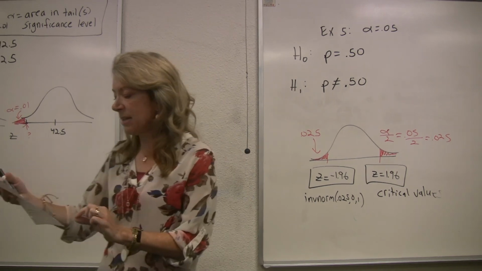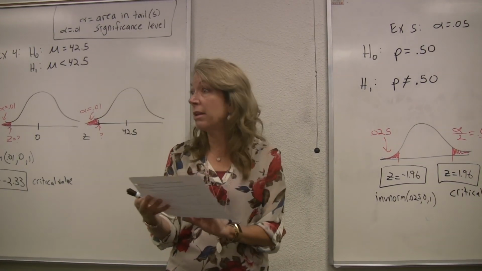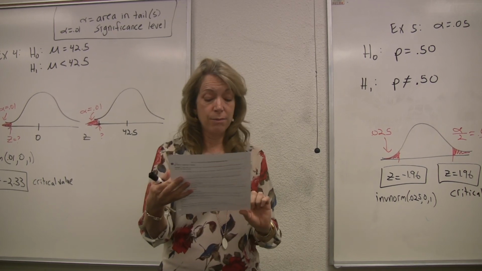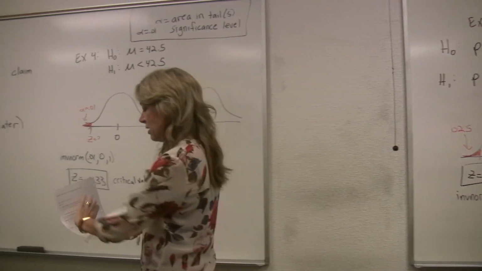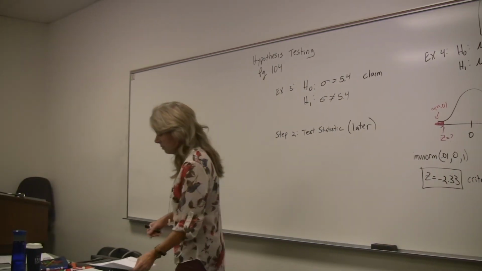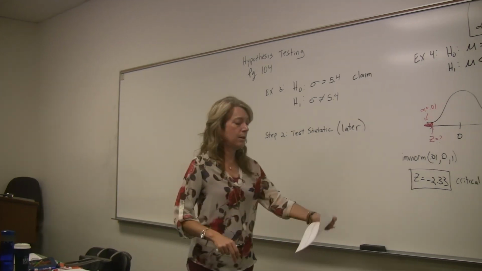And the way we're going to make that decision is by looking at either what's called a p-value, which is a probability, or the critical value. And then we're going to make a decision. So let's flip pages here. We'll look at these examples up here, then we'll take a break and do a lot more of them after that.